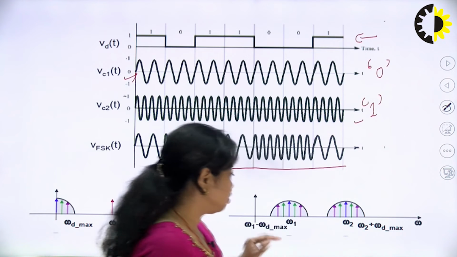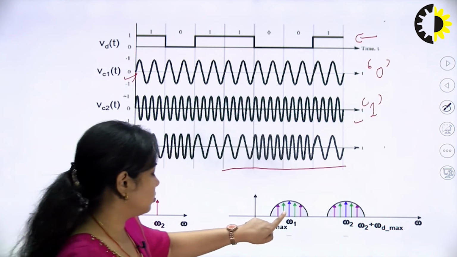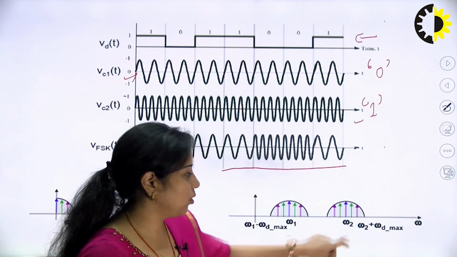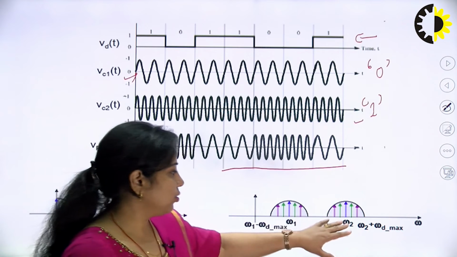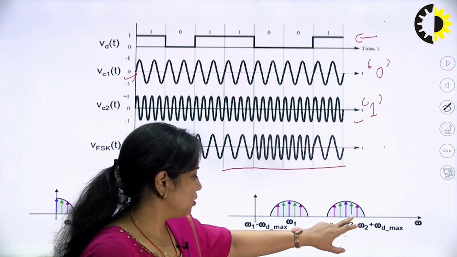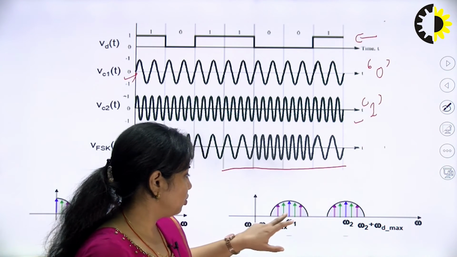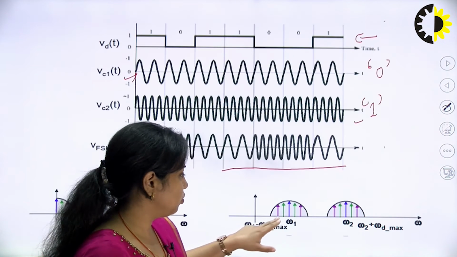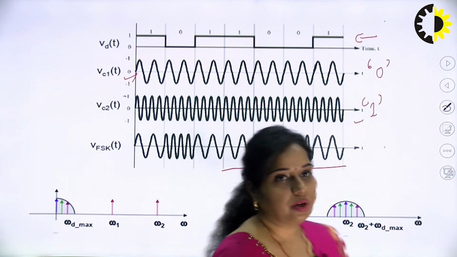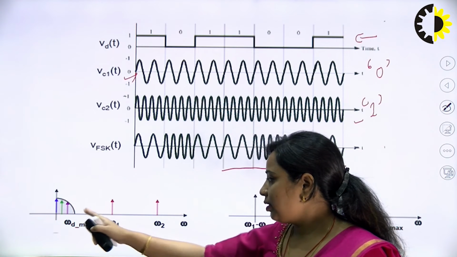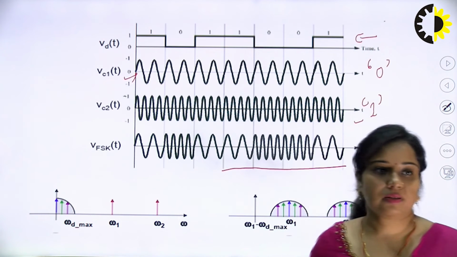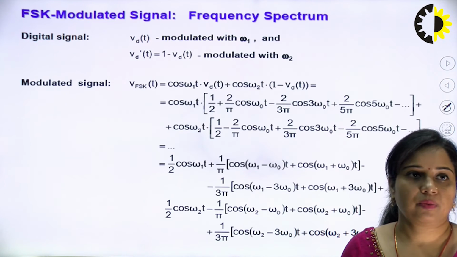Now you can see in this spectrum also that omega 1 has a lower frequency and omega 2 has a higher frequency, and these are modulated together. So the higher frequency term is used for the transmission of bit 1, and this one is used for the transmission of bit 0, and that is how omega 2 is quite high, and omega 1 is greater than omega d, that is the digital data frequency.